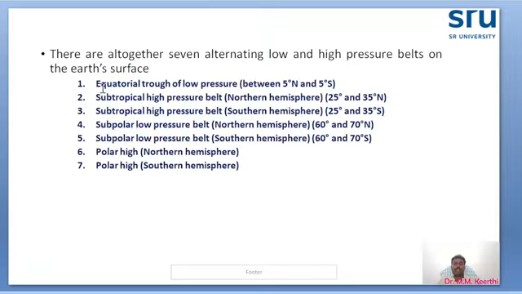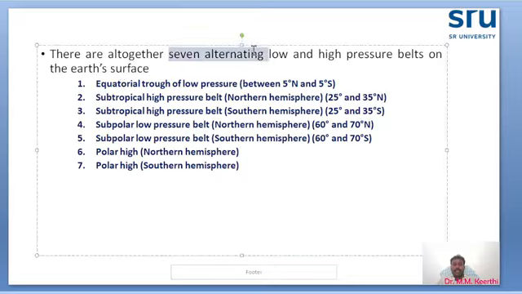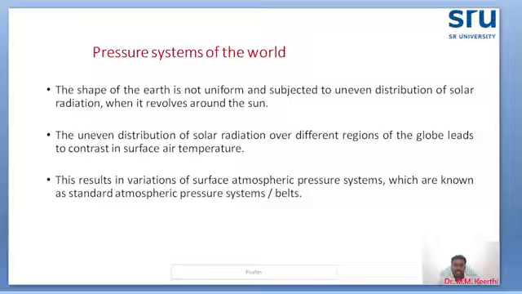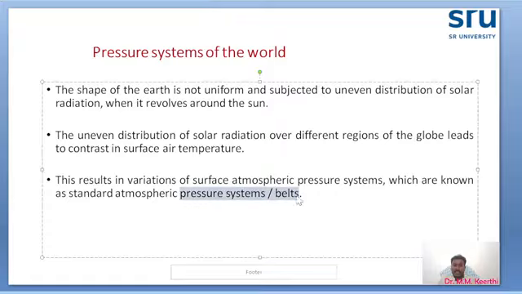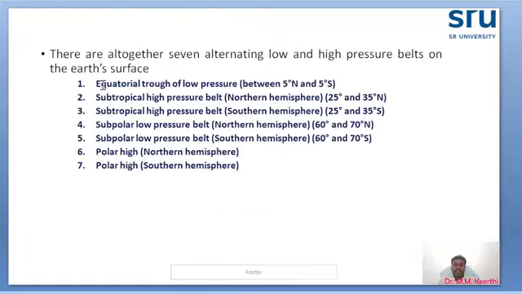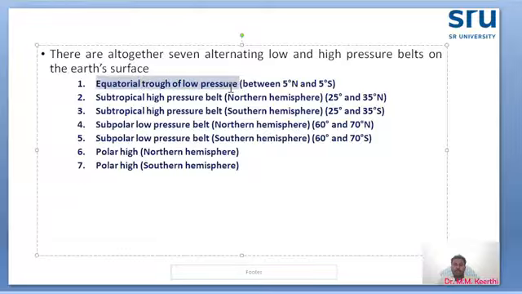You see, there are 7 pressure systems on this earth surface. There are altogether 7 alternating low and high pressure belts. Okay, you see, the pressure systems are belts. So what are they? The first is the equatorial trough of low pressure.